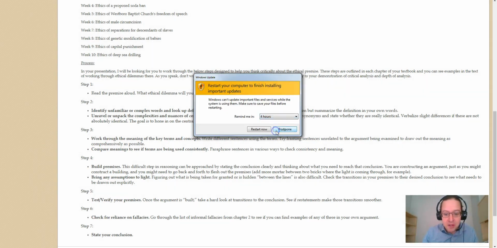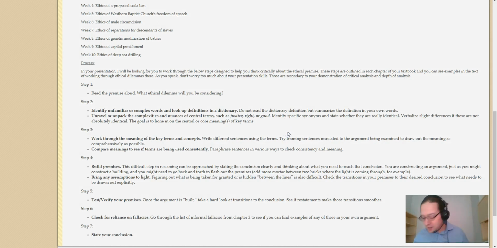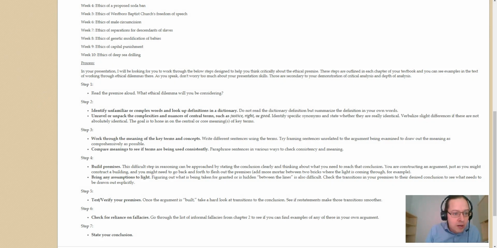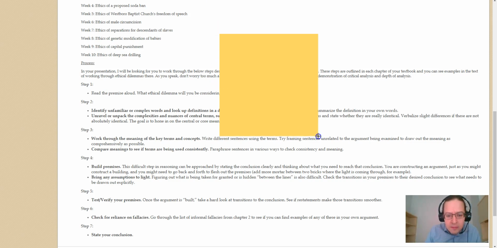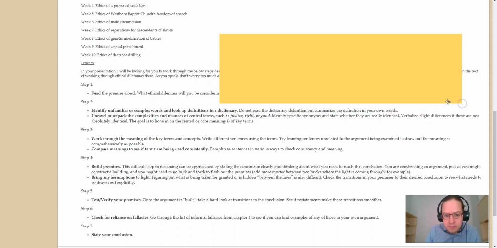Okay, step two, identify unfamiliar or complex words, look them up. No, I do not want to restart my computer. All right, so looking through, let me see if I can just write this. This might be helpful. Okay, it's still recording. Can I type? Nope. Draw and zoom. Freehand. Text area. All right. Here we go. Here's my text area.